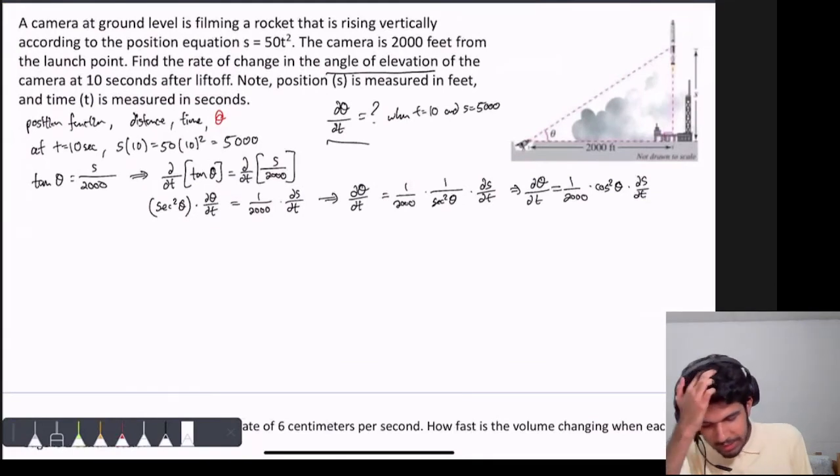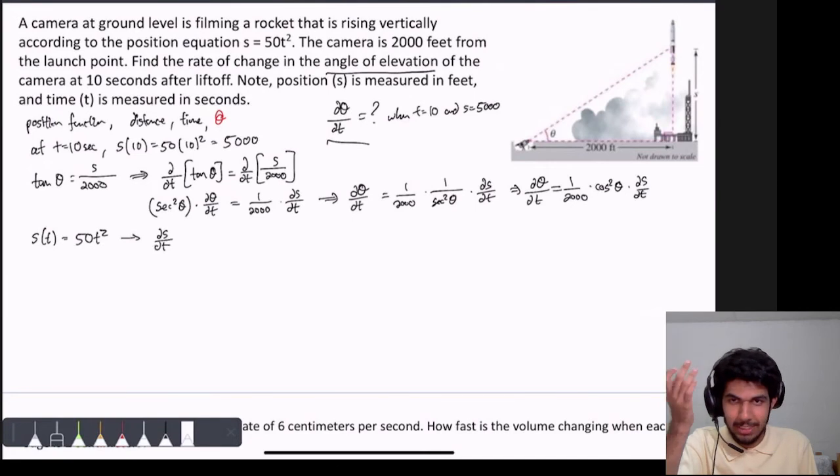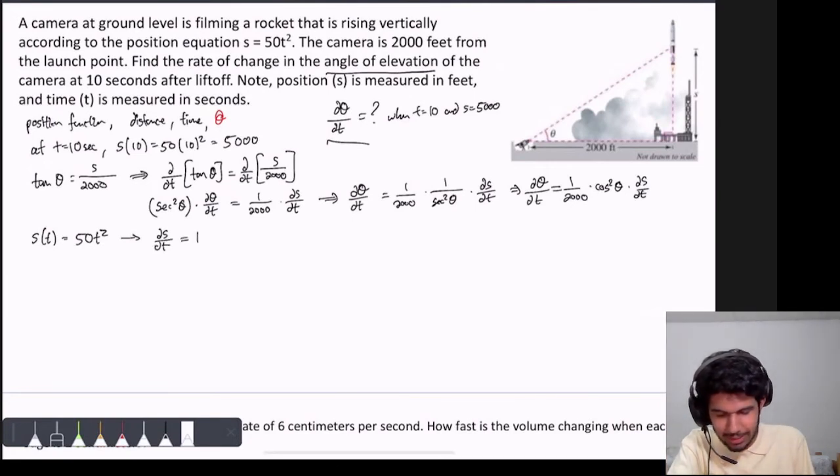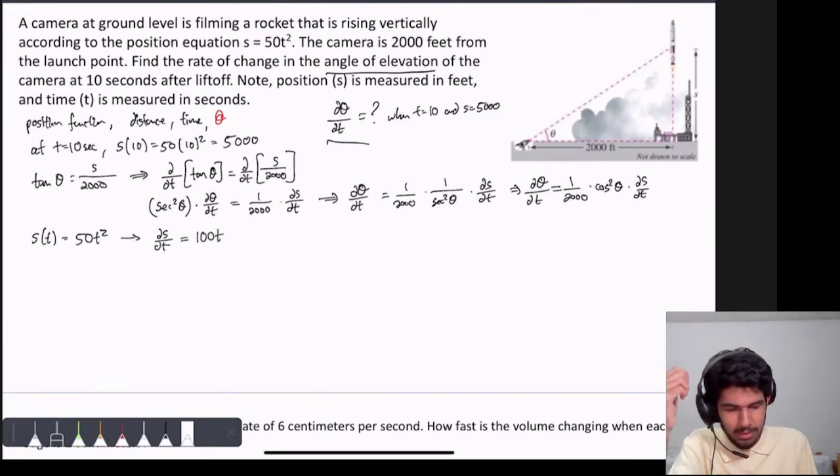So let's see. What is ds dt? s of t equals 50 t squared. So that tells us that ds dt, well, s is a function of t, so we just differentiate like normal. That's 100t. So that's taken care of. But now we have this cosine squared theta term here, right? We don't have a value for theta, but we do have a triangle to work with.